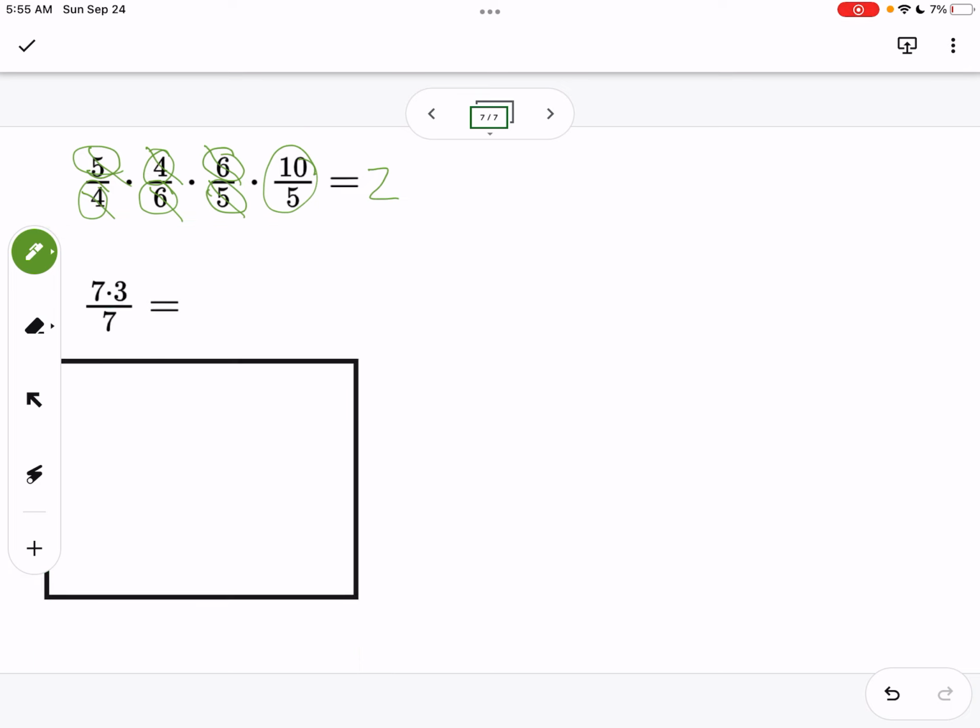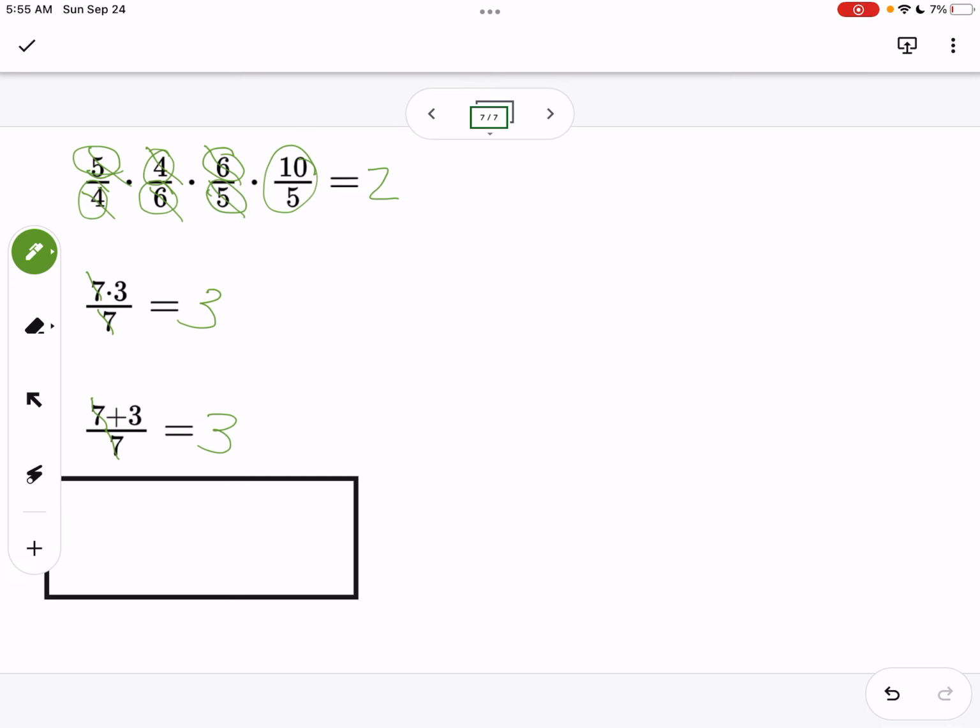So now we want to simplify 7 times 3 divided by 7. Well, I've got a 7 in my numerator, a 7 in my denominator. I can cancel those and get 3. Now I want to simplify 7 plus 3 divided by 7. Well, hey, I've got a 7 in my numerator, I've got a 7 in my denominator. I can cancel those and get 3.